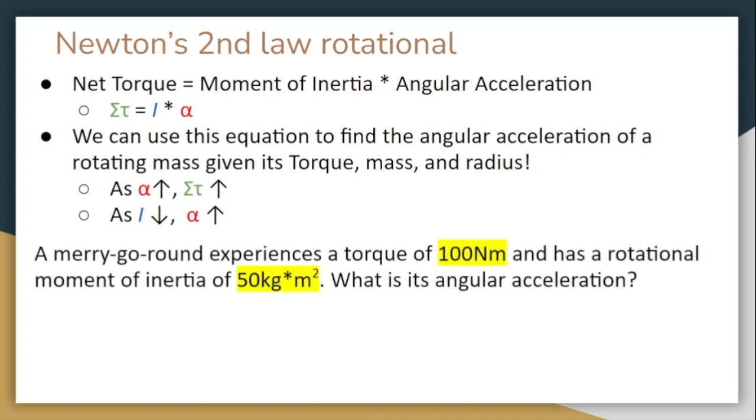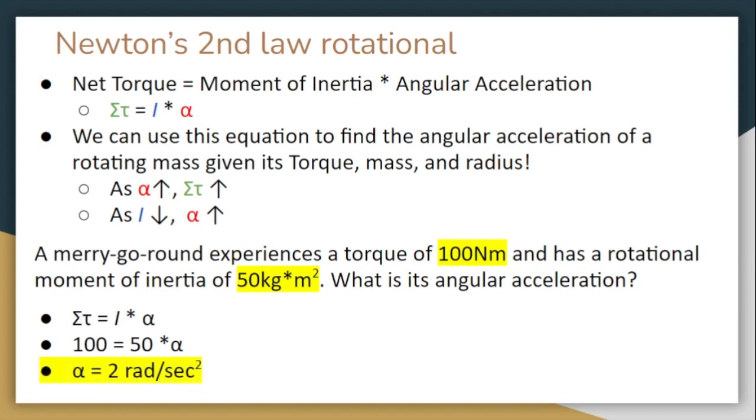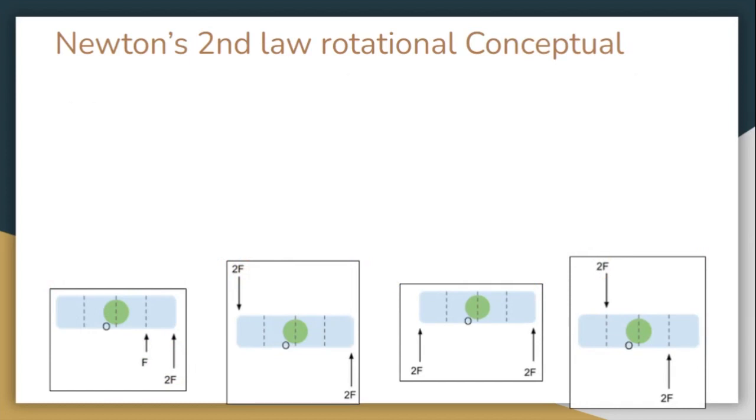Let's take a look at an example down here. We have a merry-go-round experiencing a torque of 100 Newton meters, and it has a rotational moment of inertia of 50 kilograms times meters squared. What is the angular acceleration? So this one should be pretty easy. We have our equation, net torque equals moment of inertia times angular acceleration. Plug in our net torque, which is 100. Plug in our moment of inertia, which is 50, and then multiply by the angular acceleration, which is unknown. Simplify and solve, and we find out that the angular acceleration in this specific case should be 2 radians per second squared.